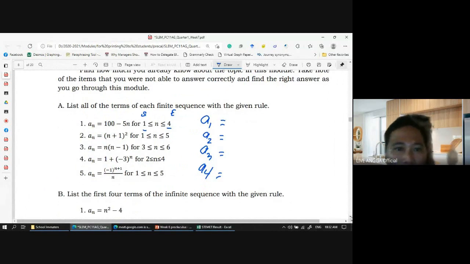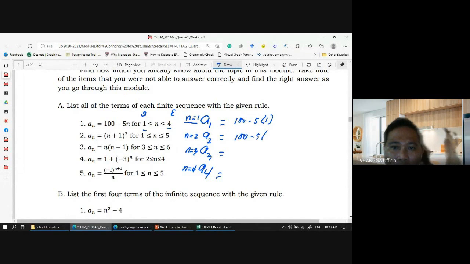So, ang atong a sub 1 is, ang n is 1. So, it means it is 100 minus 5 times 1, because we let here n is 1. We let here n is 2, n is 3, n is 4. So then this is 100 minus 5 times 2. Number 1 pa lang ni ha, wala pa ni labot ang number 2 and so on. This is 100 minus 5 times 3. This is 100 minus 5 times 4.